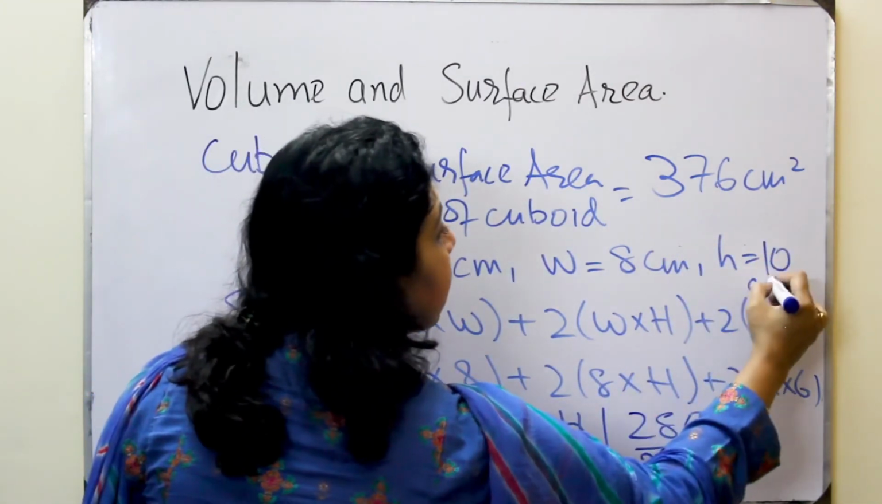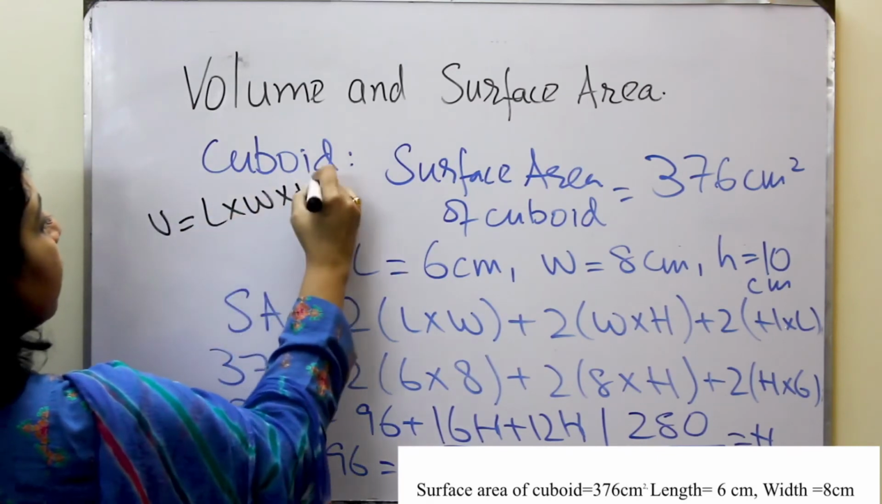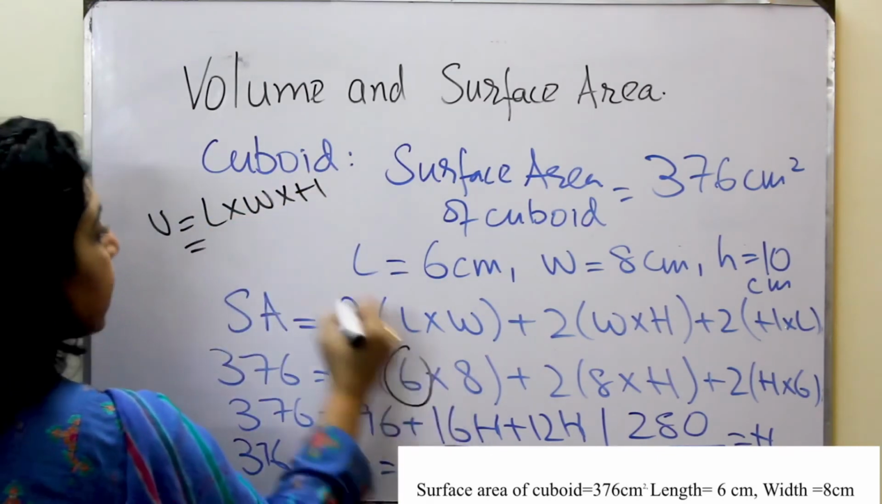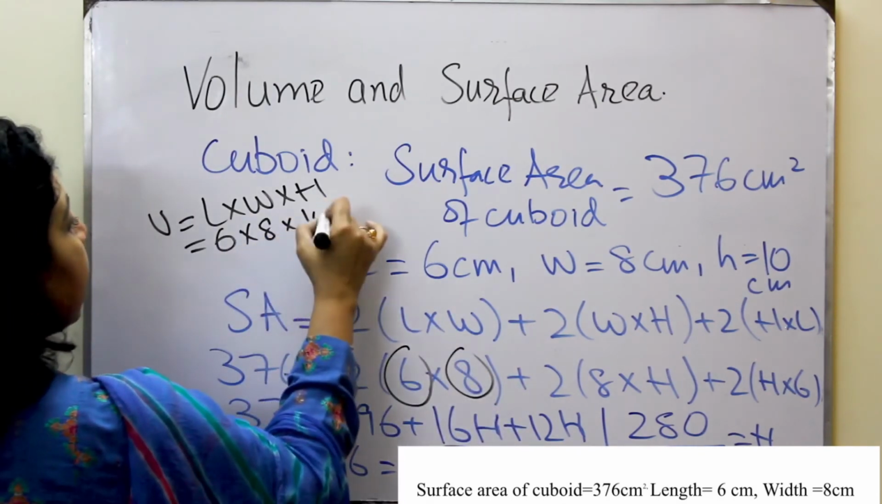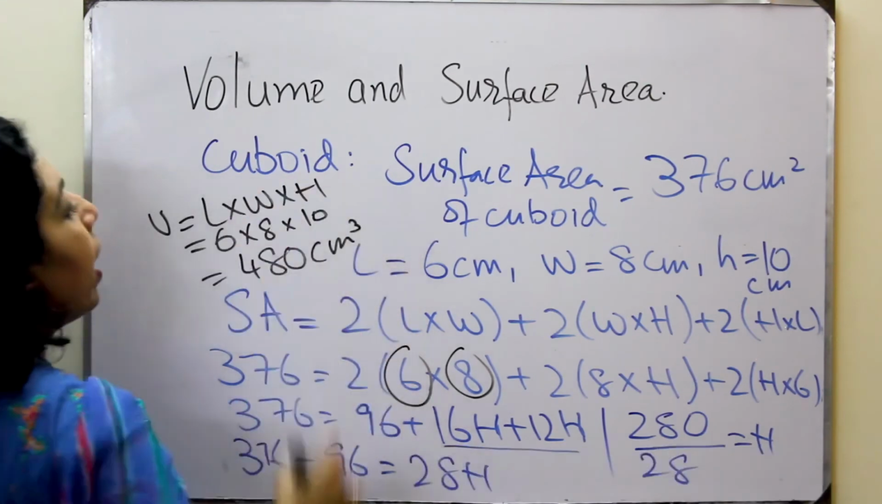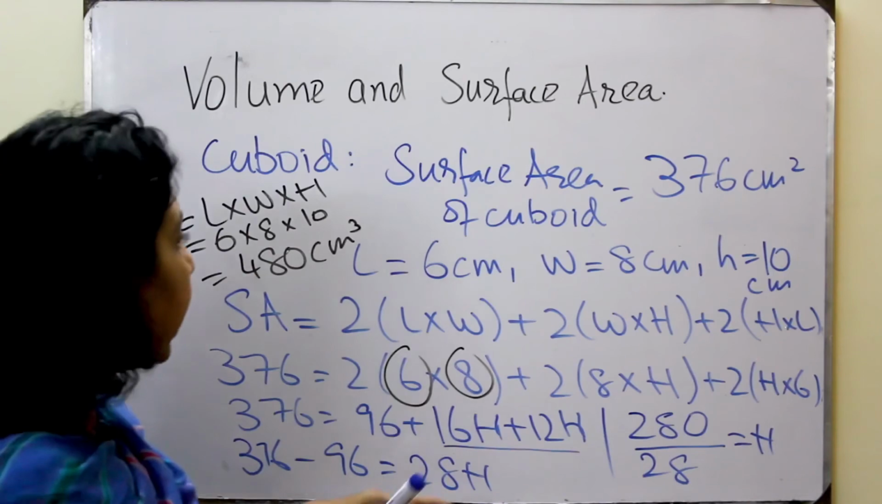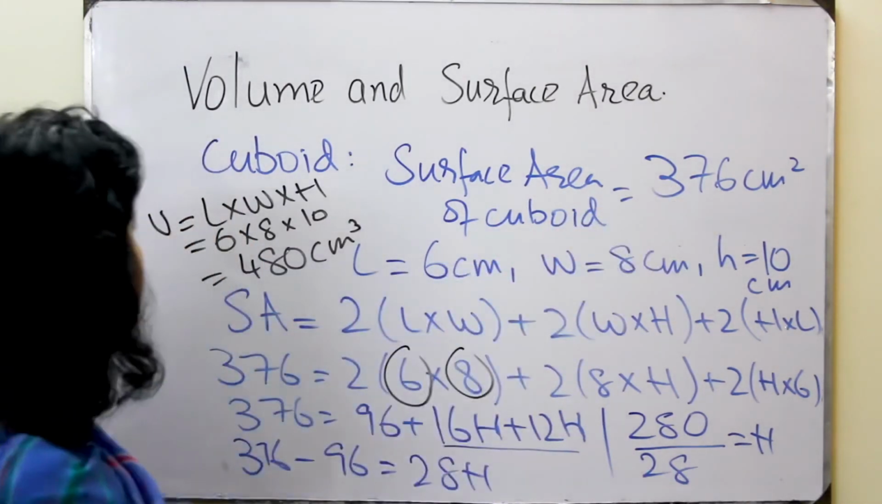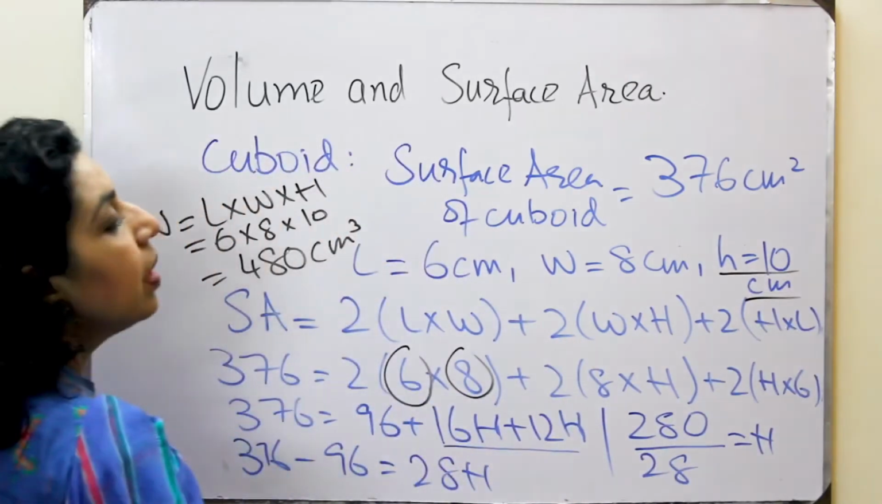The height will be 10 centimeter. So when we have the height, we can also find the volume by multiplying 6 with 8 and with 10, and the answer will be 480 centimeter cube. Remember always that your volume will be in cube units and your area will be in square units, and if you have to find some dimension, that will be in single length units.